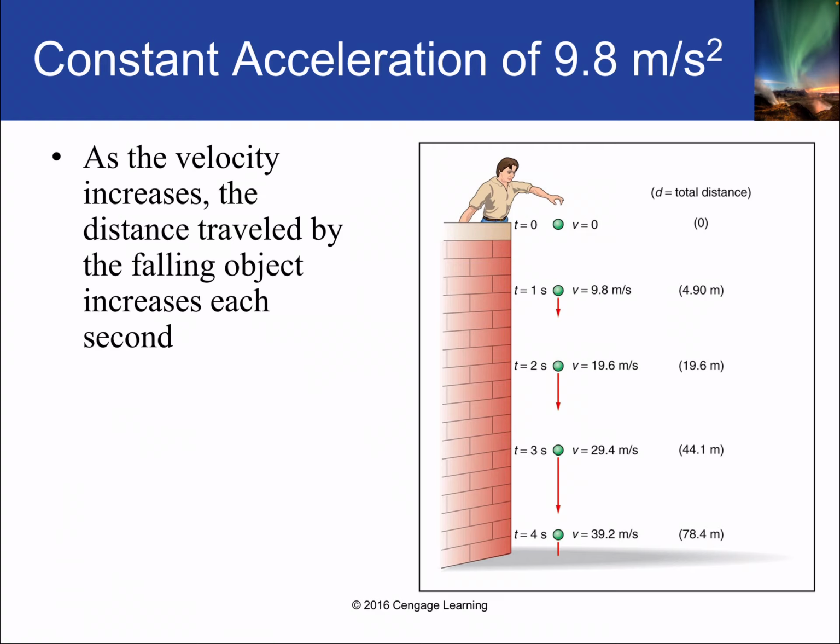So this is showing you an object with a constant downward acceleration of 9.8 meters per second squared. Okay, so notice with that constant acceleration of 9.8 meters per second squared, after 1 second, the speed is 9.8 meters per second. After 2 seconds, it's 9.8 times 2, and then so forth, as that object is falling down.